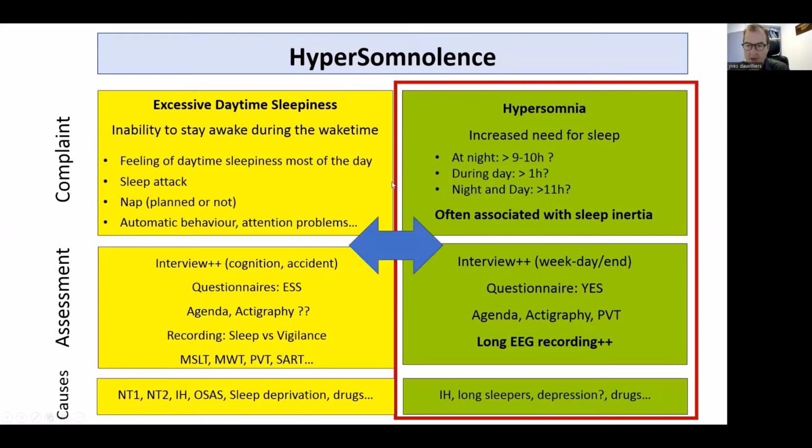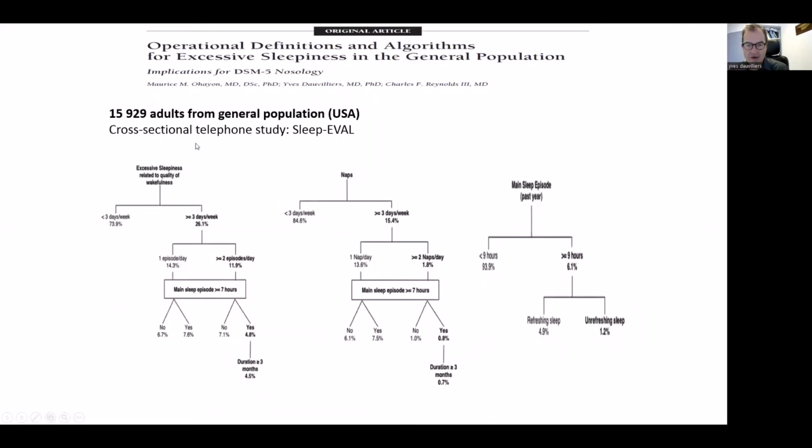And for sure, a patient may have both problems, excessive daytime sleepiness and hypersomnia, but they are separate symptoms. So how to assess that correctly? You need a good clinical interview. First is to look for excessive sleepiness, as we discussed, and to quantify the number of days per week and the number of episodes per day, without being sleep deprived for at least 3 months, and you get 4.5% of the general population. This has been done in adult subjects in the US, in about 15,000 subjects by telephone survey.